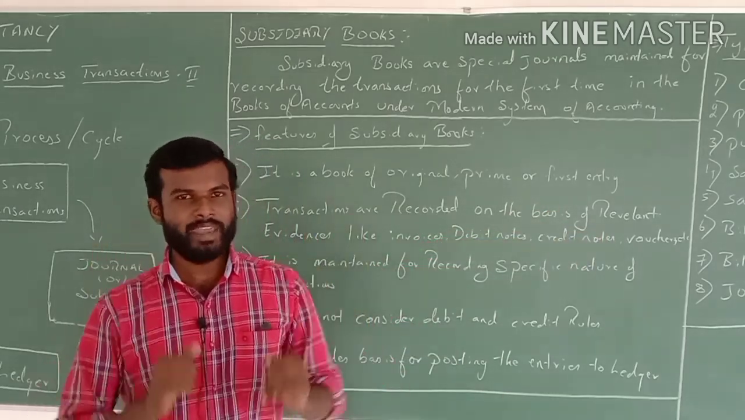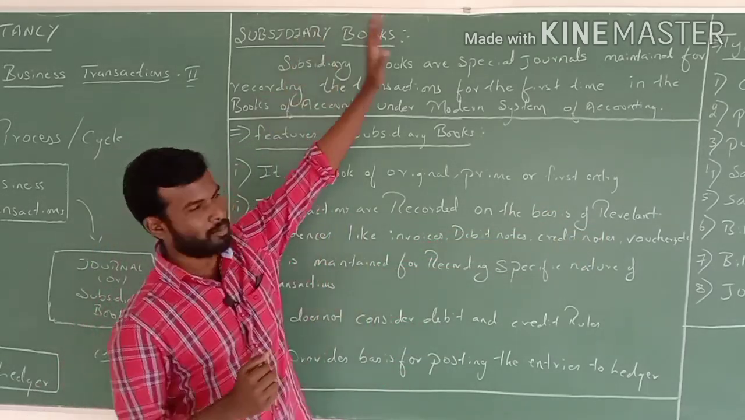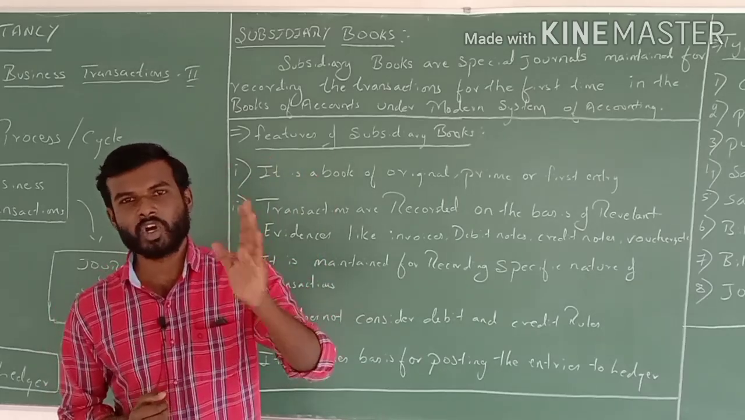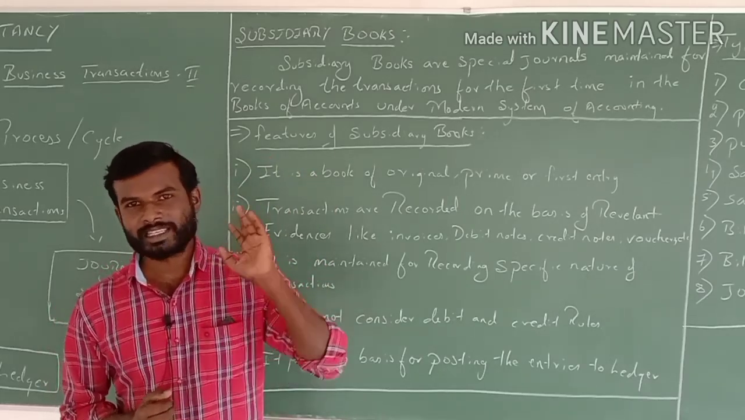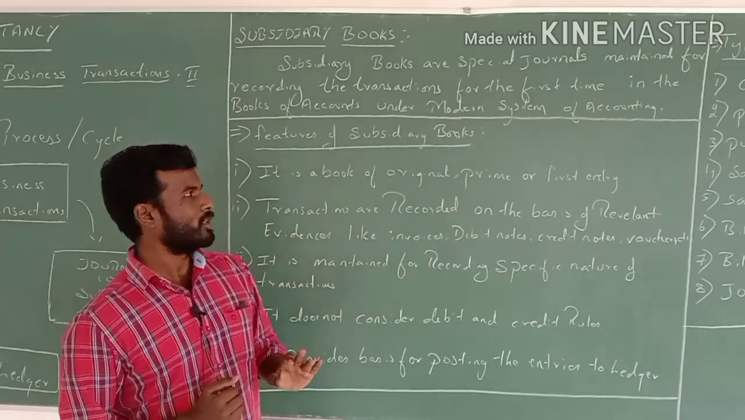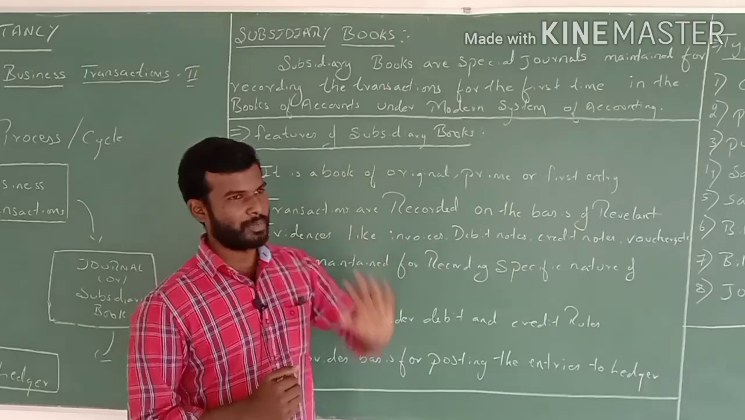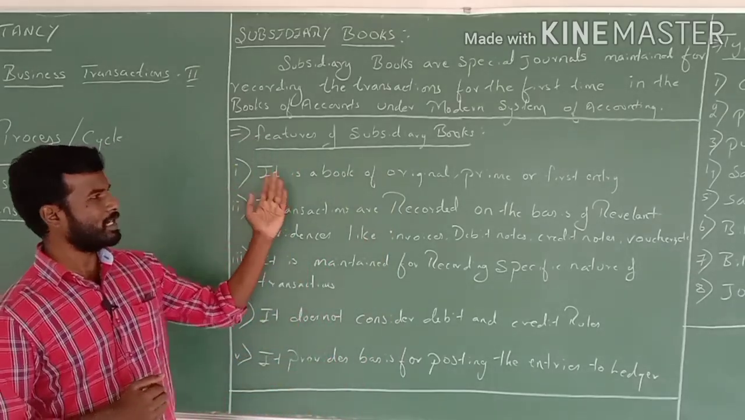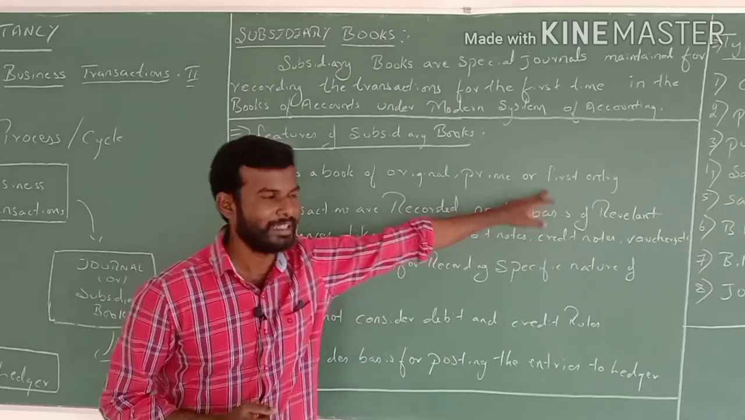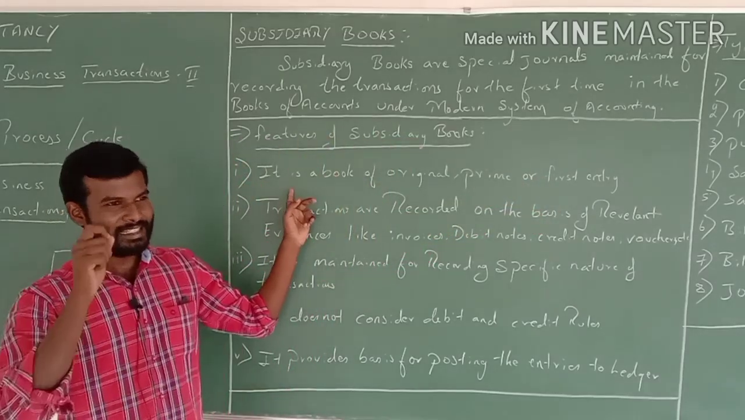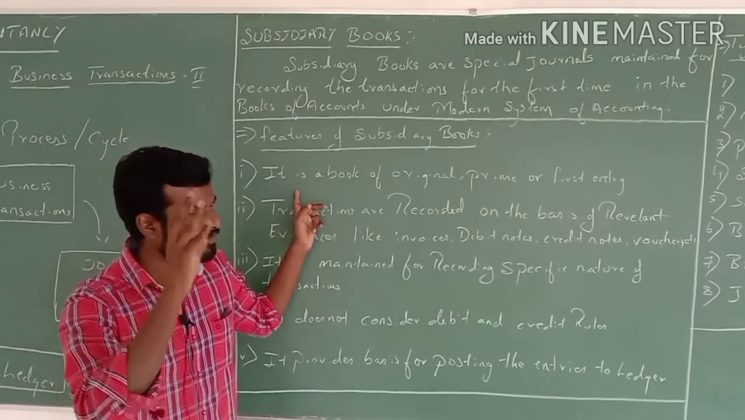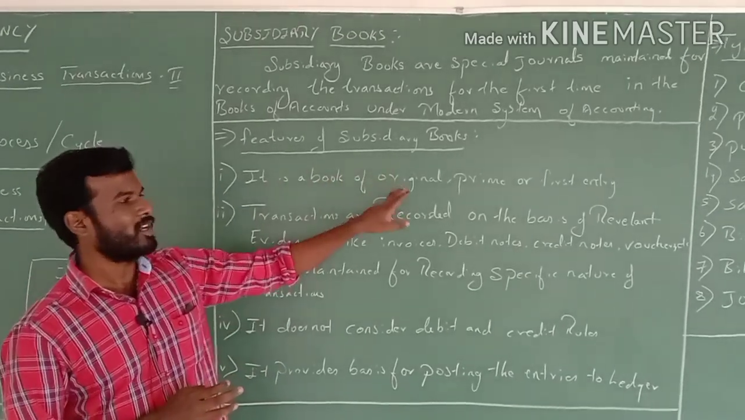Again, subsidiary books are the special journals maintained for recording business transactions for the first time under the modern system of accounting. Coming to the features of subsidiary books: what are the features here? We can say it is a book of original, prime or first entry. That means subsidiary books are the books where we record transactions for the first time.